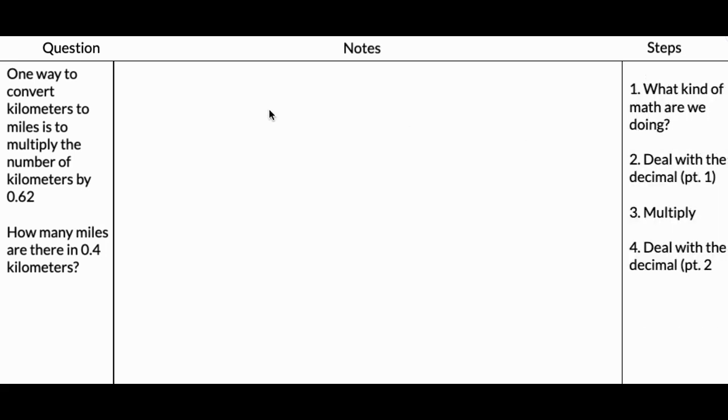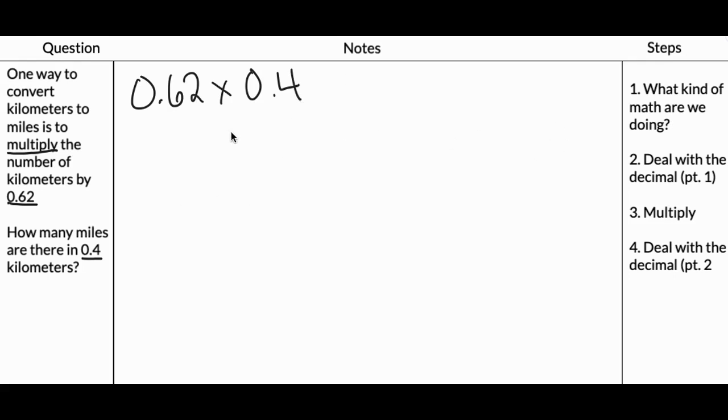All right, so let's get started on this one here. It's kind of telling us what kind of math we're doing in this problem because it's telling us to convert these. All we're going to have to do is multiply the number of kilometers by 0.62. And I know how many kilometers there are because they say, how many miles are there in 0.4 kilometers? So to tell us what kind of math we're doing, we really just got to read the problem and pull out the important pieces. So in this case, we know we're going to be doing 0.62 times 0.4.